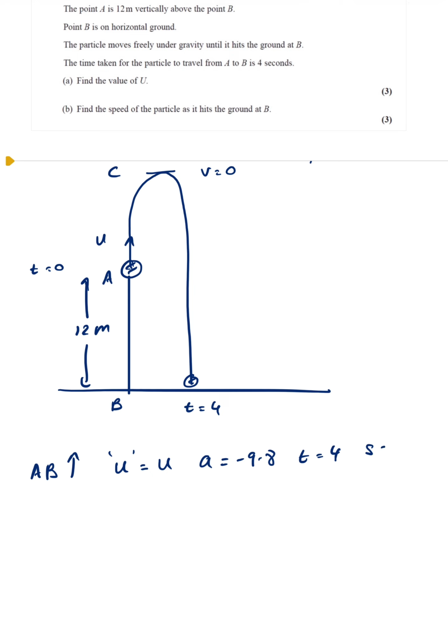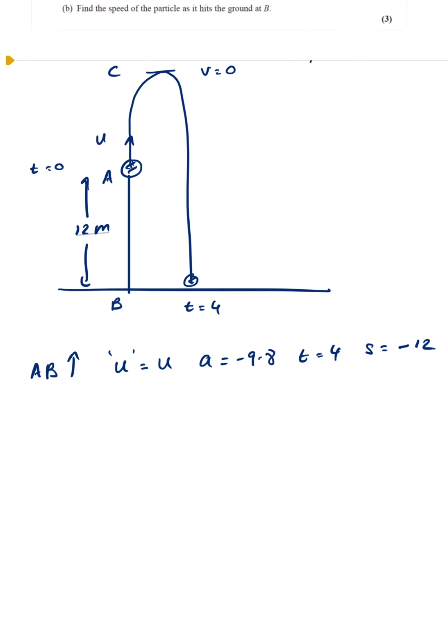And the displacement is very important. Displacement, we are applying the equation upwards, it ends up 12 meters below the starting point. If it goes 12 meters above, it should be towards AC direction, but it's the opposite direction. That's why I'm putting minus 12. And which equation can I use here? Probably S equals ut plus half at squared. So S is minus 12 and we don't know u, so u times 4, using brackets to separate the terms.